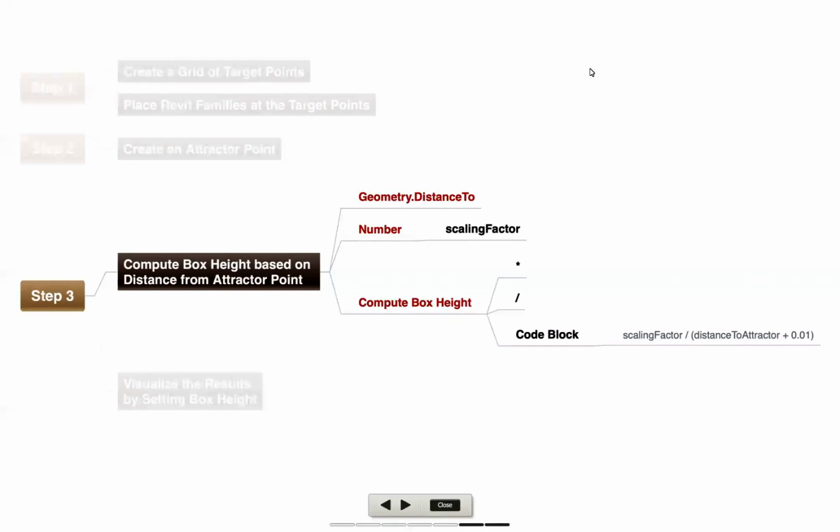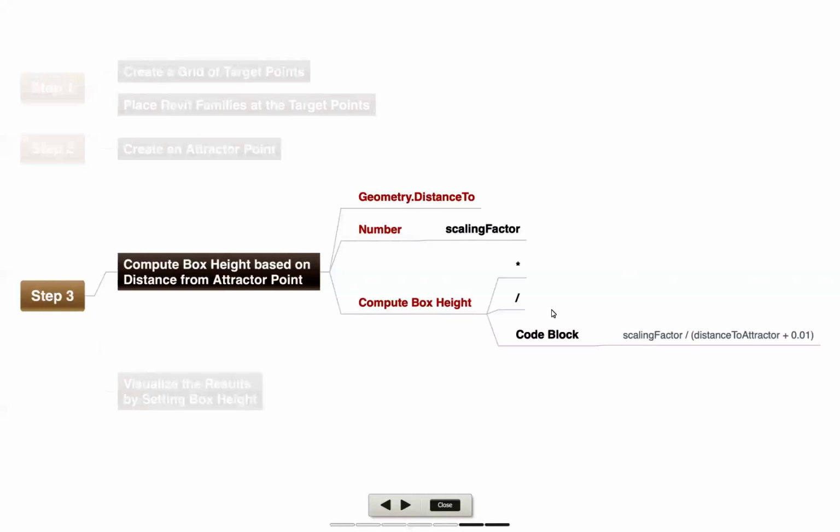Once we have that distance, we scale it up a little bit. We'll use a scaling factor, divide it by the distance to the attractor, and add a little bit to it because I want to make sure that the height isn't 0. Especially when we're creating Revit elements, we have to make sure we don't end up with zeros or infinite values floating around.